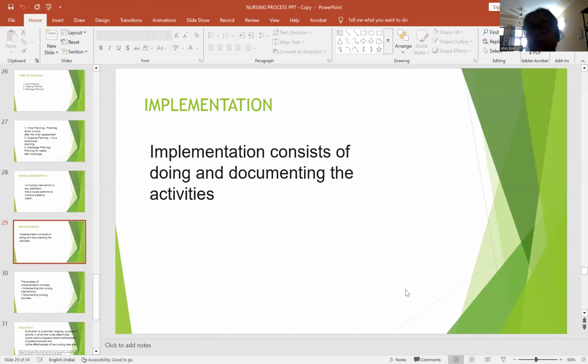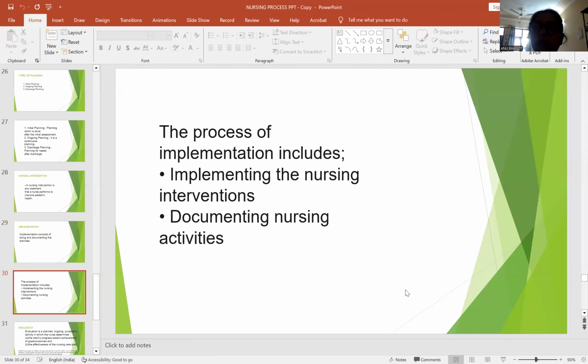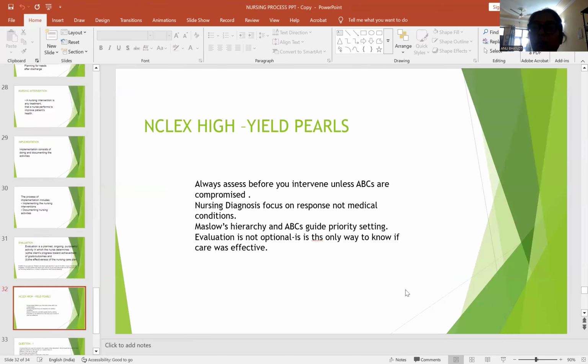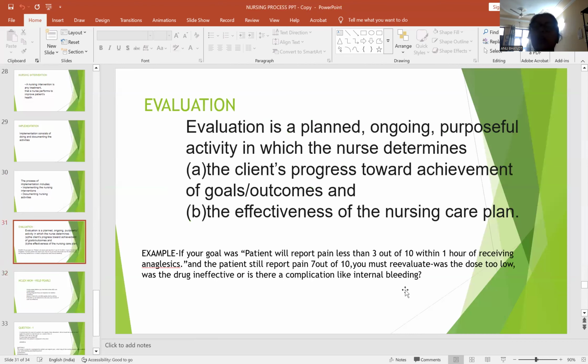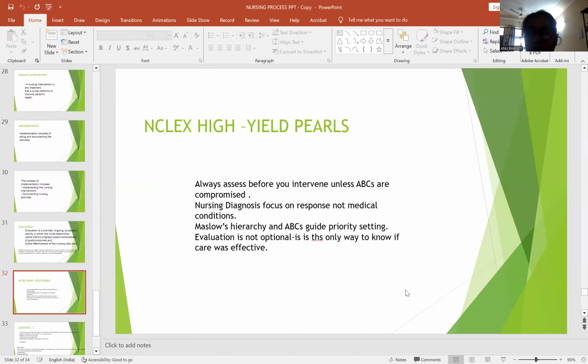Implementation: whatever we planned, we have to implement all of that. In evaluation, we check whether our nursing care is effective or not, so we evaluate. Evaluation is a planned and ongoing purposeful activity. I think we have covered all the steps of the nursing process.